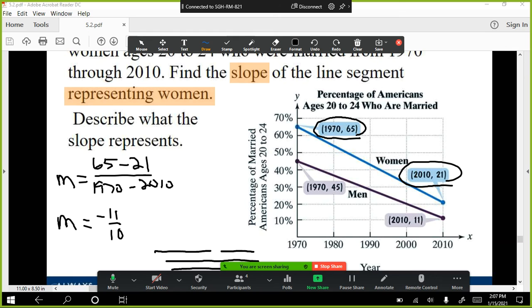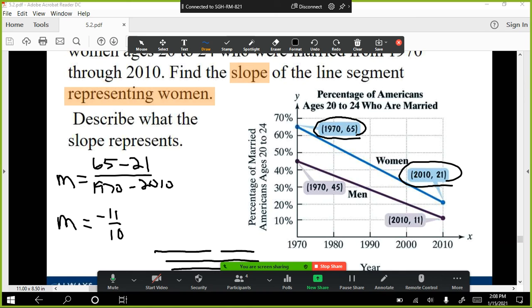Now, sometimes when we have an application problem like this, the fraction doesn't make as much sense. So what is the slope telling us? Well, the left line is the percentage of women that were married, ages 20 to 24, and the bottom is the year. Notice in 1970, there were a lot more women married at that age than there were in 2010. It's dropping quickly. So that means every year, fewer and fewer women that age are getting married. The slope tells us by how much that is shrinking every year. Well, negative 11 over 10 doesn't tell us a whole lot in this application problem.